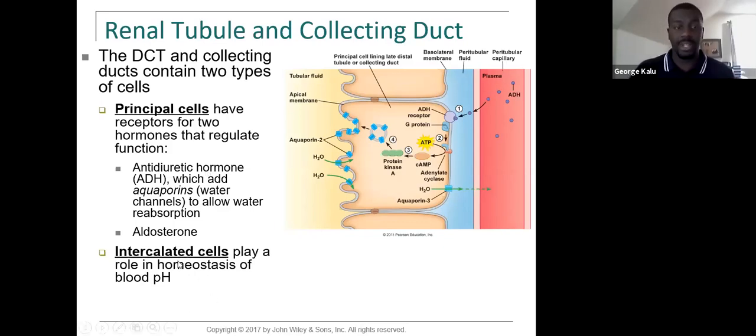We also have another type of cell inside the DCT and the collecting ducts, which are called the intercalated cells. These intercalated cells are just responsible for your blood pH homeostasis.